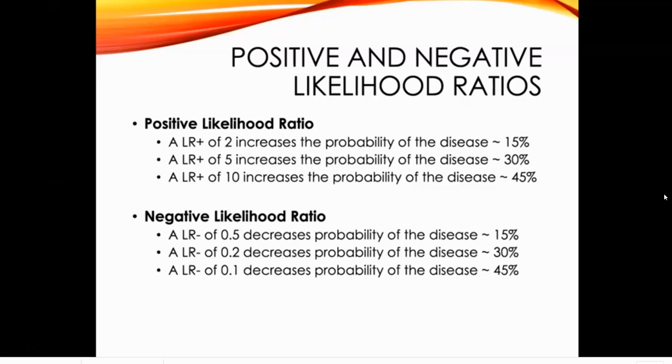So these are really good thumb rules to remember: a positive likelihood ratio of 2 increases the probability of the disease by about 15%. Of 5 increases the probability of the disease by about 30%. And of 10 increases the probability of the disease by about 45%. Whereas a negative likelihood ratio of 0.5 decreases the probability of the disease by about 15%. Of 0.2 decreases the probability by about 30%. And of 0.1 decreases the probability by about 45%.